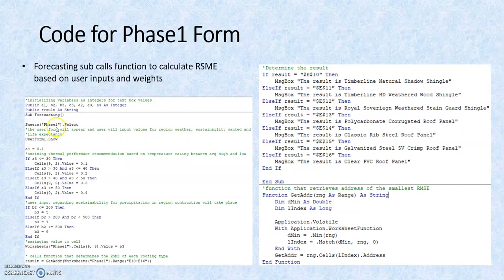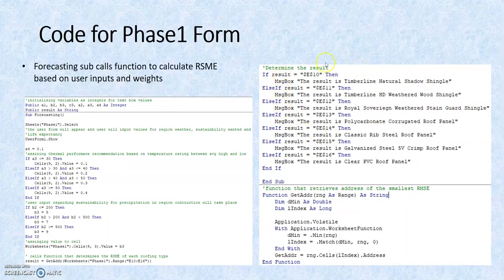So basically we get all the information from the user form, and when we use it, if the A3 difference is less than 30, then the thermal performance is 0.1, and from 30 to 40 the thermal performance will be 0.2. If the temperature difference is from 40 to 50, then the thermal performance is 0.3, and above that 0.4. We do the same thing for B2. If it's less than 200, the sustainability score is 5, 200 to 500 is 7, and more than 500 is 9. Then we assign those to the worksheet that we have in here.